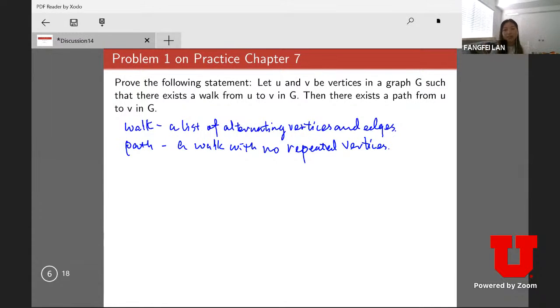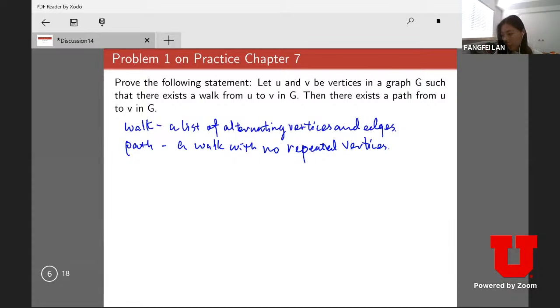I think the important part is to see that the length of a walk is the number of edges in the walk. So you have to see that the shortest possible walk would be that path. And we're not saying that the path is unique from U to V. There could be multiple that are the same length, and it's the shortest length.